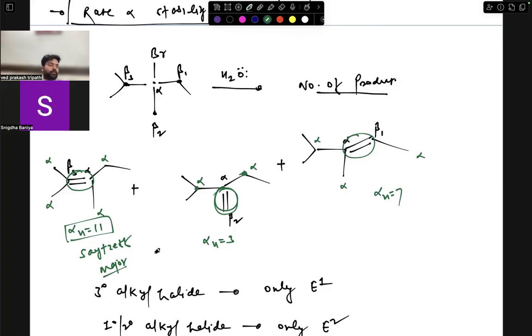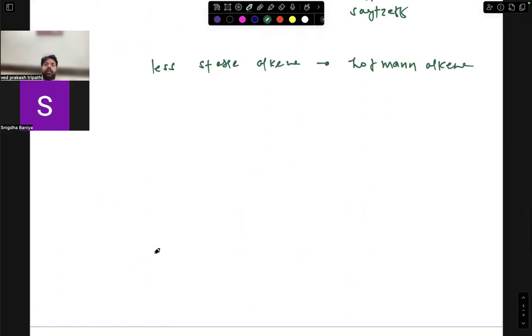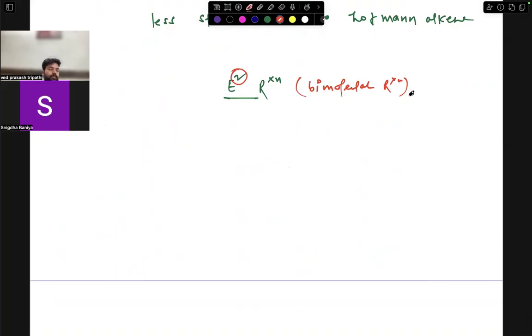Any doubt about E1? No. So the key point about E1 is what? Carbocation is an intermediate. Next, E2. The 2 means bimolecular. So this is a bimolecular reaction.